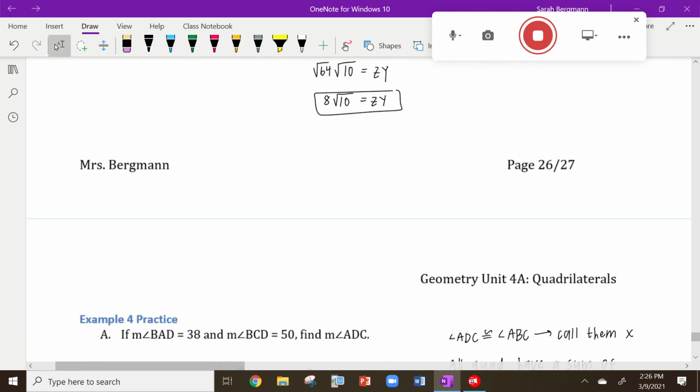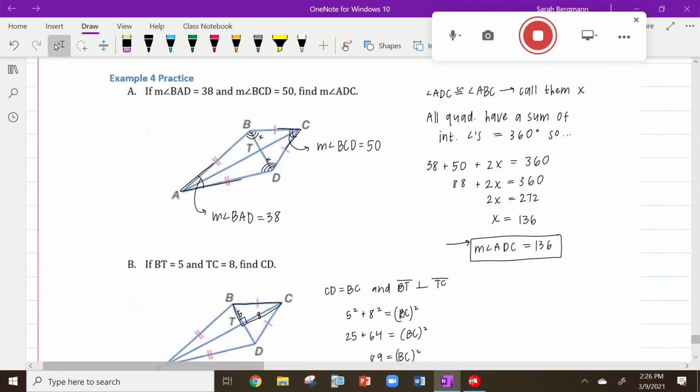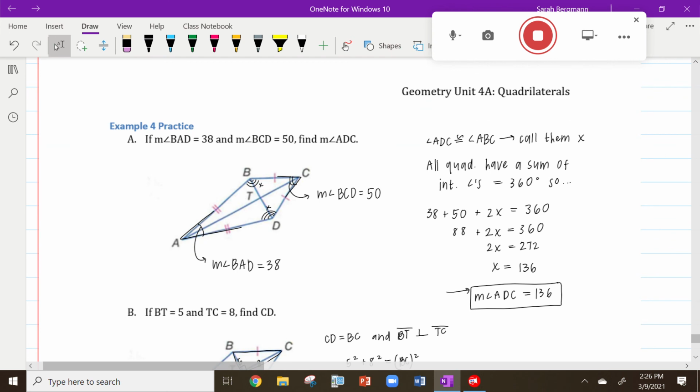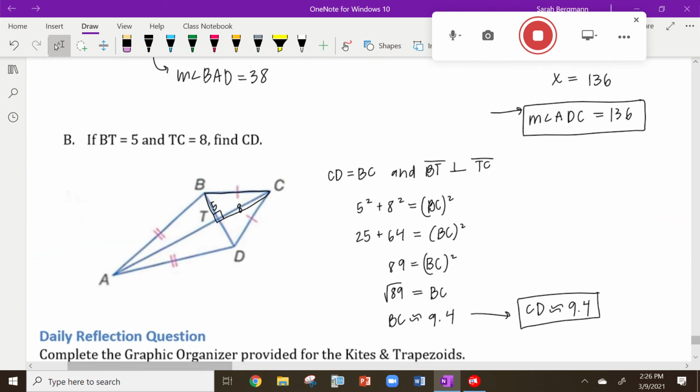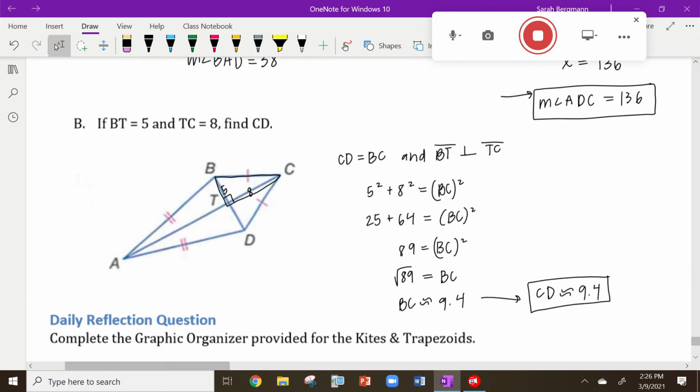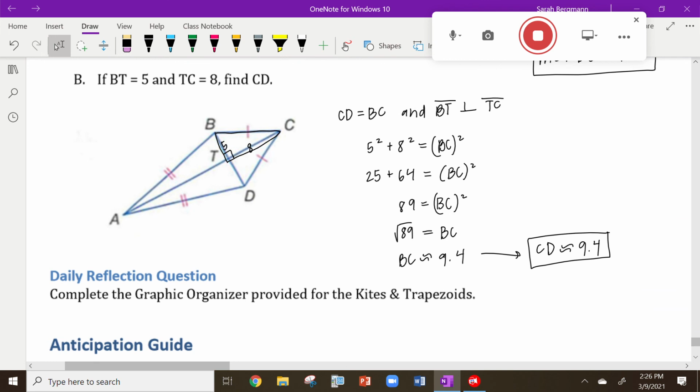Okay, I want you to try the practice problem that I gave you on the next page. Here's the correct answer for A, and here's the correct answer for B. And finally, I want you to finish filling out the graphic organizer that I gave you in class. Make sure to finish it for the kites and the trapezoids.